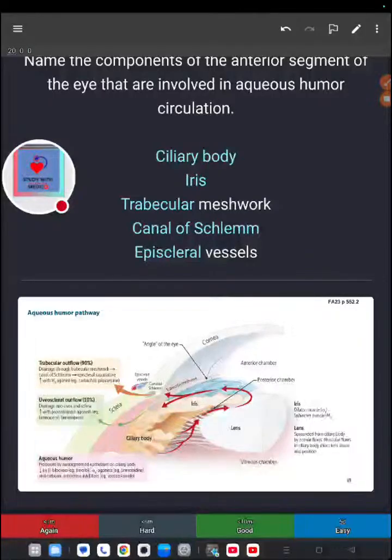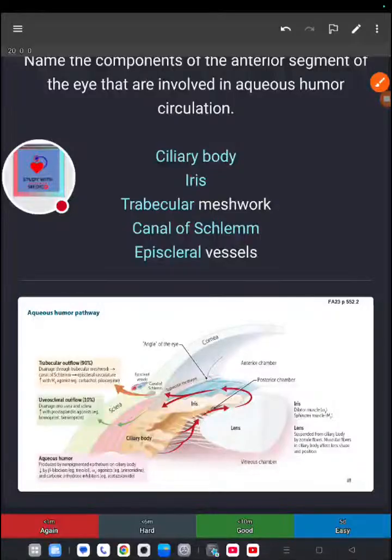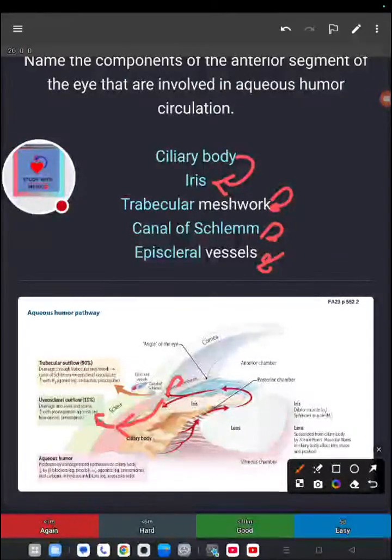So the components of the anterior segment of the eye involved in aqueous humor circulation: the ciliary body, iris, trabecular meshwork, and the canal of Schlemm to the episcleral vasculature, the episcleral vessels. From the ciliary body, aqueous goes behind the iris, posterior to anterior chamber, trabecular meshwork, canal of Schlemm, episcleral vessels. If it doesn't go that way, it goes directly to the uvea and sclera, that is uveoscleral outflow.